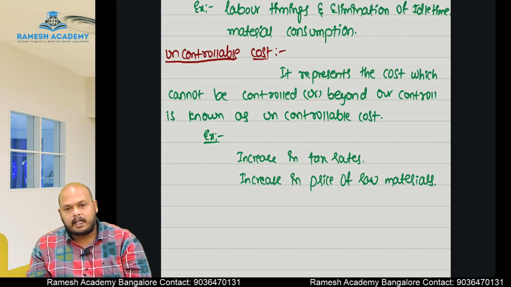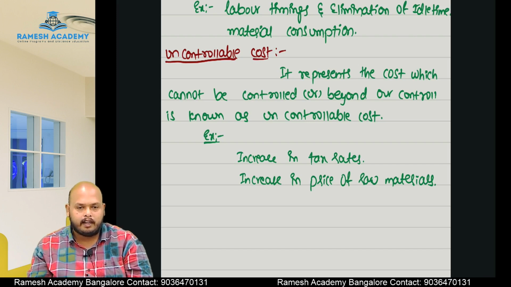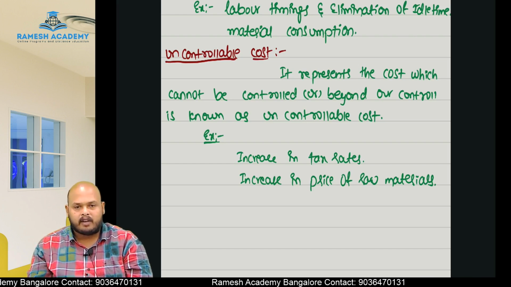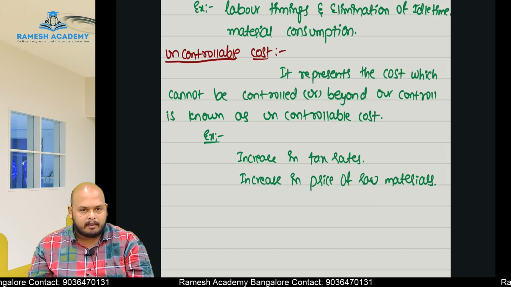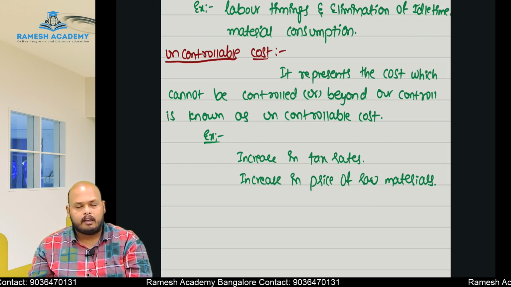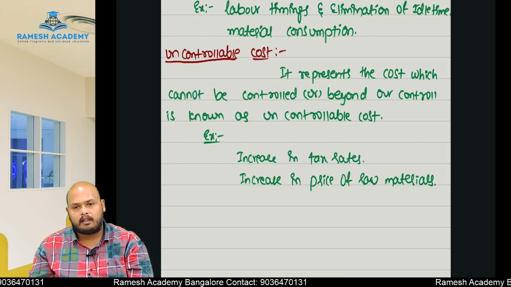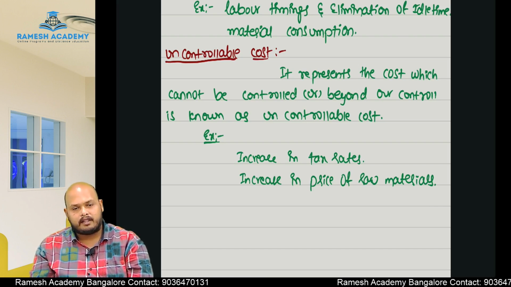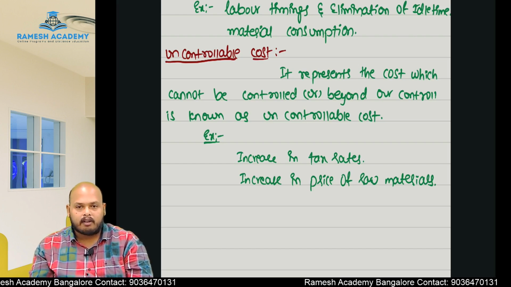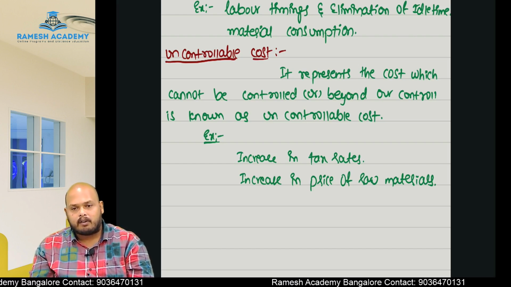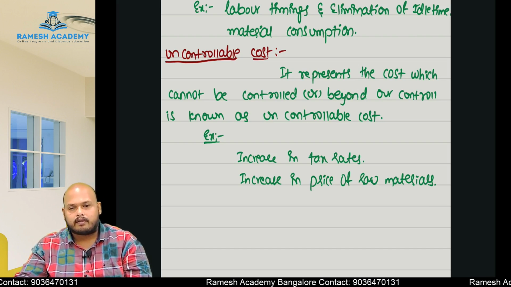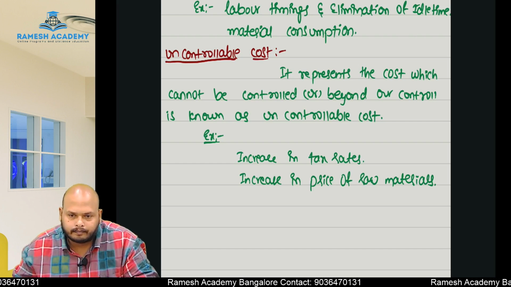Increase in the price of raw materials is nothing but, suppose in the construction industry we require steel. Can you control steel price in the market? We require sand. Can you control sand price in the market? We require cement. Can you control cement price? We require iron. Can you control iron price? Those prices are part of the external environment which we cannot control. Tax rates, prices, all these are external environment which we cannot control. So these kinds of costs we call uncontrollable costs.